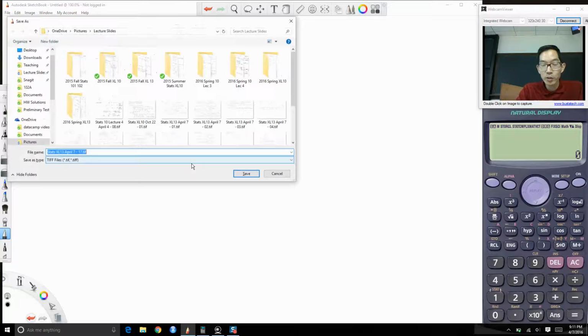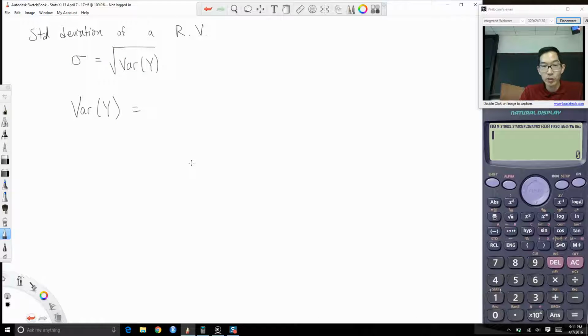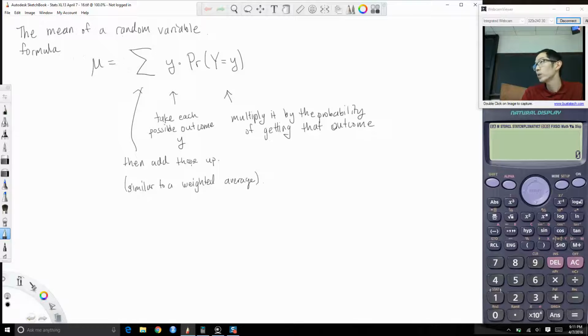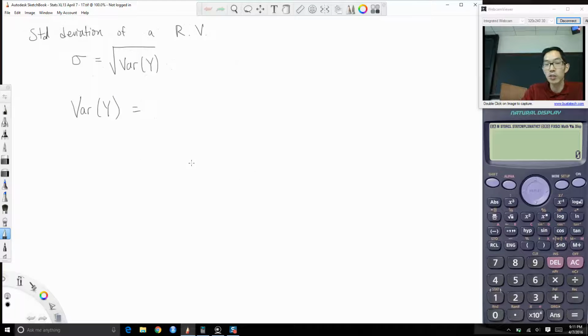But how did we calculate the average when we were talking about a random variable? We didn't add them up and divide by n. What we did was take each value and multiply it by its probability and add those up. So we're going to do the same kind of thing here to get the quote average square distance from the mean. We start by taking each possible outcome y minus the mean mu.